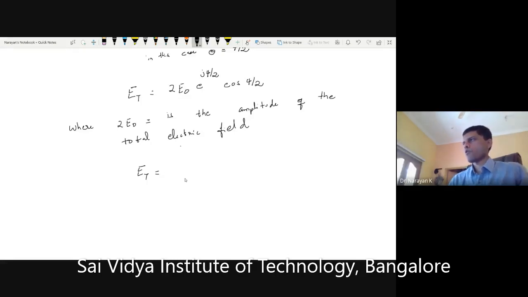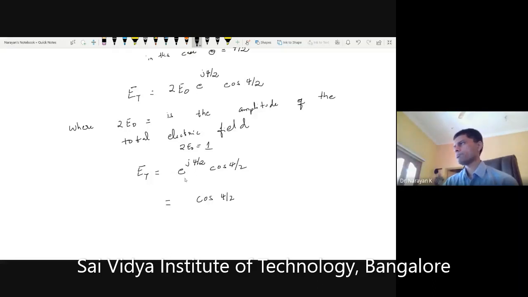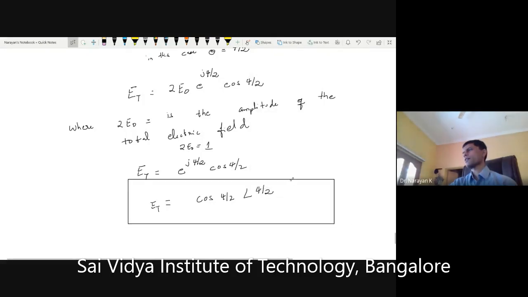I will make this equal to 1; 2 E naught maximum value is 1. So I will get E total is equal to e raised to the power j psi by 2 into cos of psi by 2. So this can be written as cos psi by 2 at an angle psi by 2, the phase term. This is your derivation of your total electric field when the reference point is taken as the center of the array. I'll call this your equation 3.